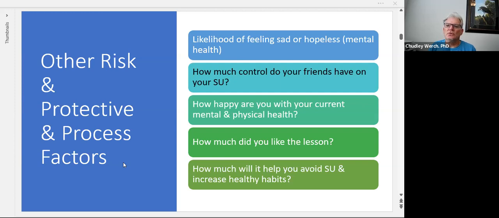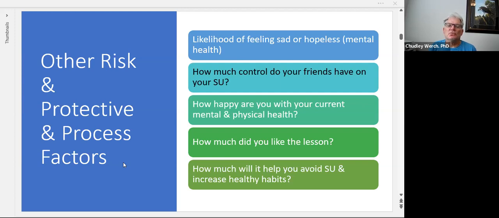How much control do your friends have on your substance use, or a measure of influence from others? We've measured this in the past in our research of our PPW programs, and we've seen that PPW programs can increase protection. In other words, their friends are less likely to influence their substance use. That's why we're including it now. How happy are you with your current mental and physical health? Sort of a self-assessment of overall wellness.